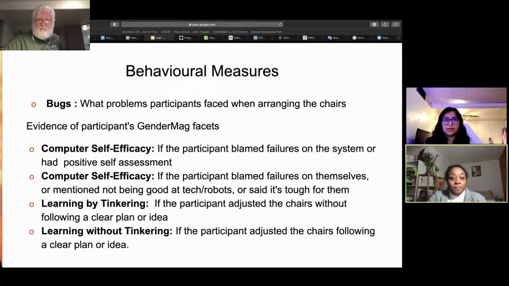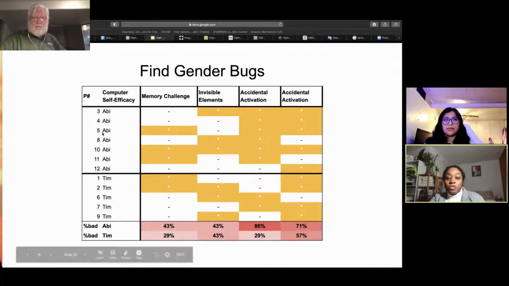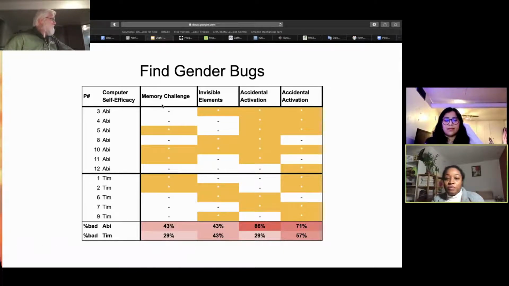So here is a snippet of the data, and in here we see 12 of the participants. In terms of computer self-efficacy, we looked at Abby-like and Tim-like, and then we looked at all the problems that they faced. Now we have four types of problems or bugs that they faced. One of them is memory challenging, like having to remember where to touch and what to touch, right? We have all of these touch sensors, they look alike, but then each one of them responds differently.